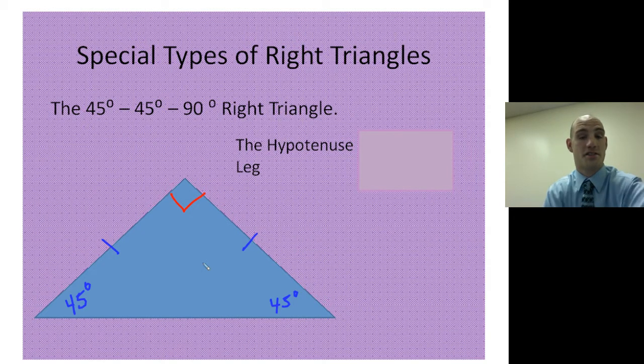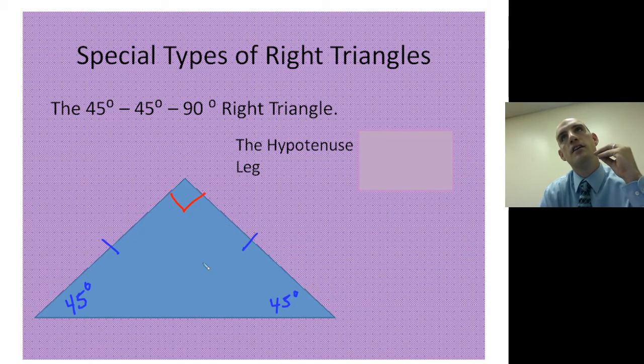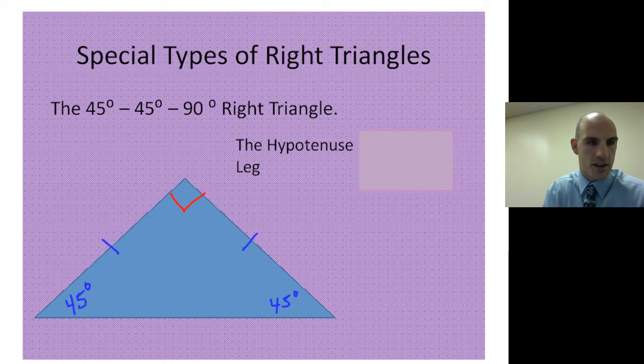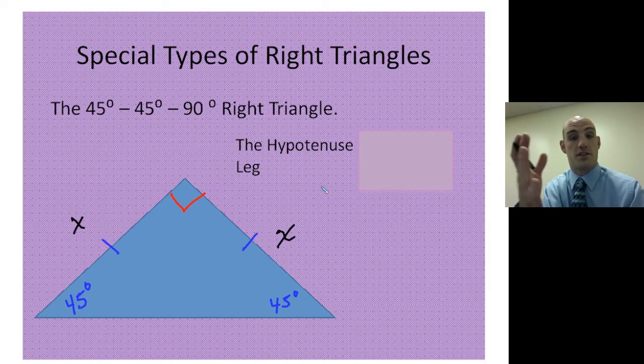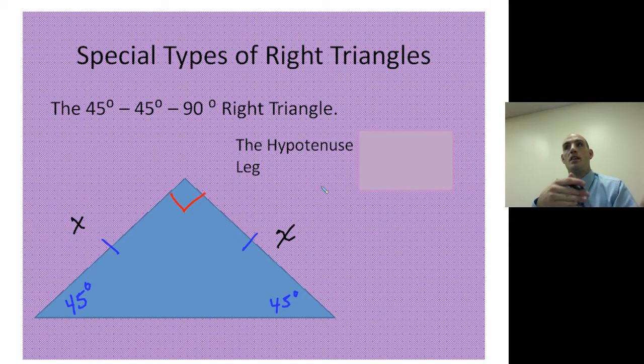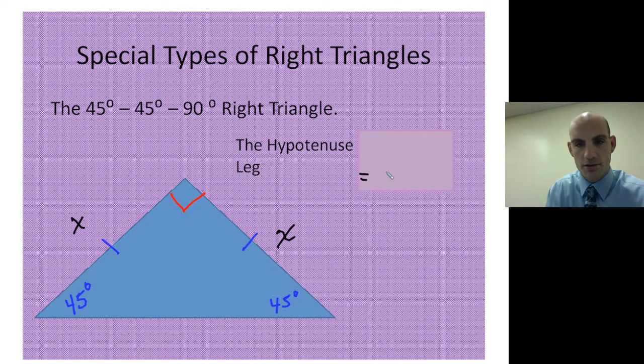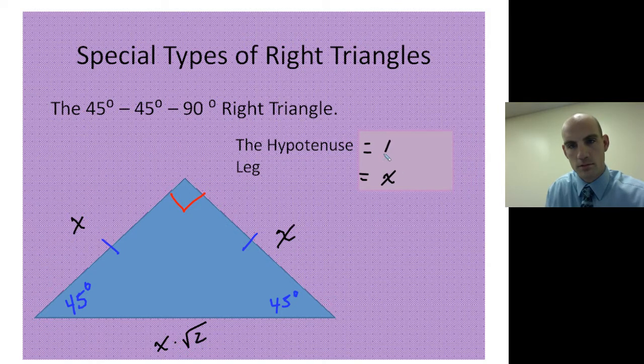We now have an isosceles triangle, and if you remember anything about an isosceles triangle, the congruent legs are opposite the base angles. Well, that means that both of these are the same length, and we'll call them x length. They're both the same length. This is good for us because if you have one, you can have the other. So the legs are equal to x, and the hypotenuse is going to be x times the square root of 2.